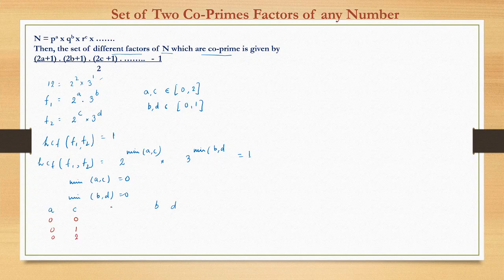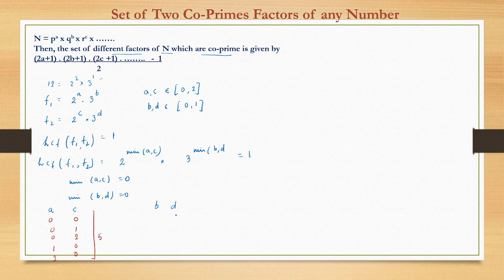Now suppose C is 0, so what value can A take? A can take again from 0 to 2, right? So if C is 0, A can take 0, but 0 0 is already there, that will not count, 1, or it can take 2. So there are how many cases? 2 to 4 and 5 cases. So this is a total of 5 cases.